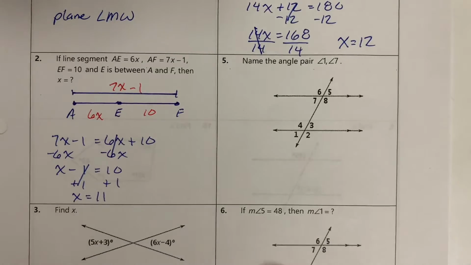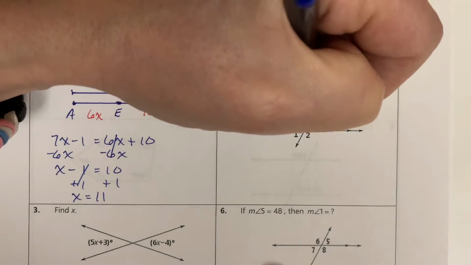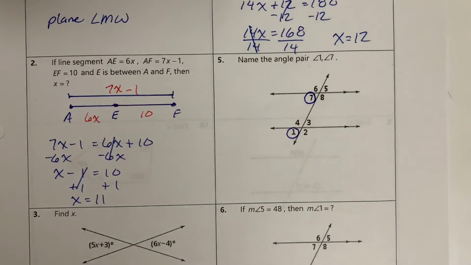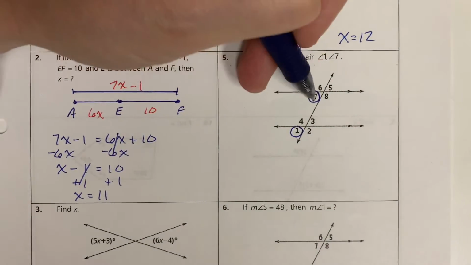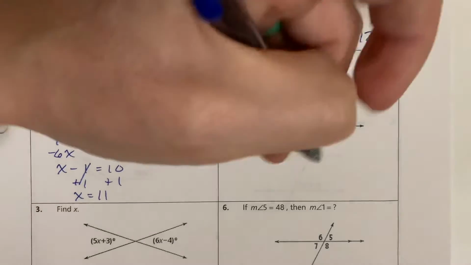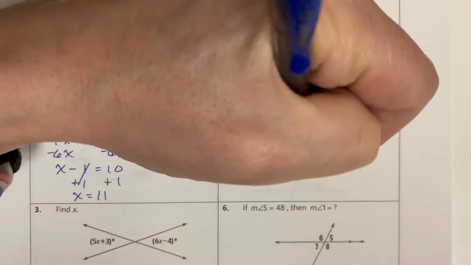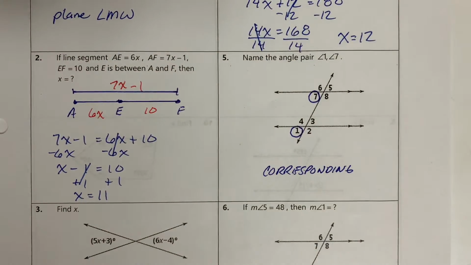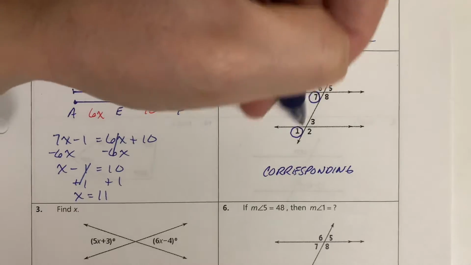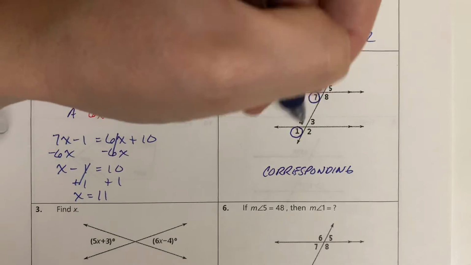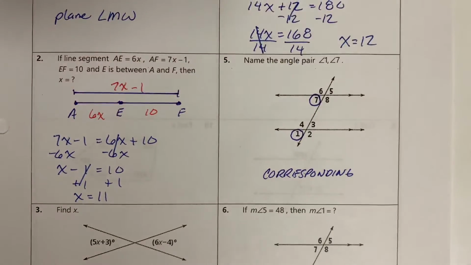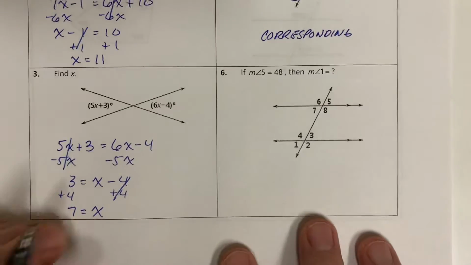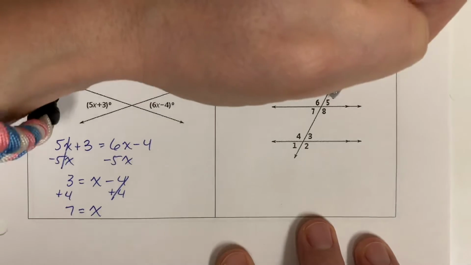Number 5, name the angle pair 1, 7. So here's 1 and here's 7. So if you look at all of your angles and how to classify them, these are in corresponding positions. So those are corresponding angles. Corresponding angles. They're congruent. We don't need to know that for this problem, but that's just something extra that sometimes you have to use. So corresponding for that.